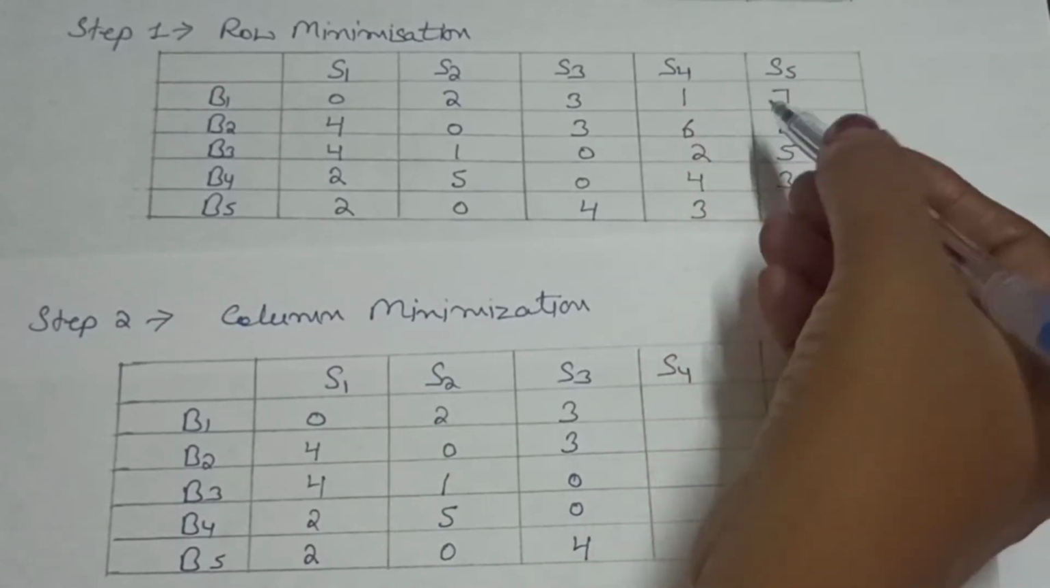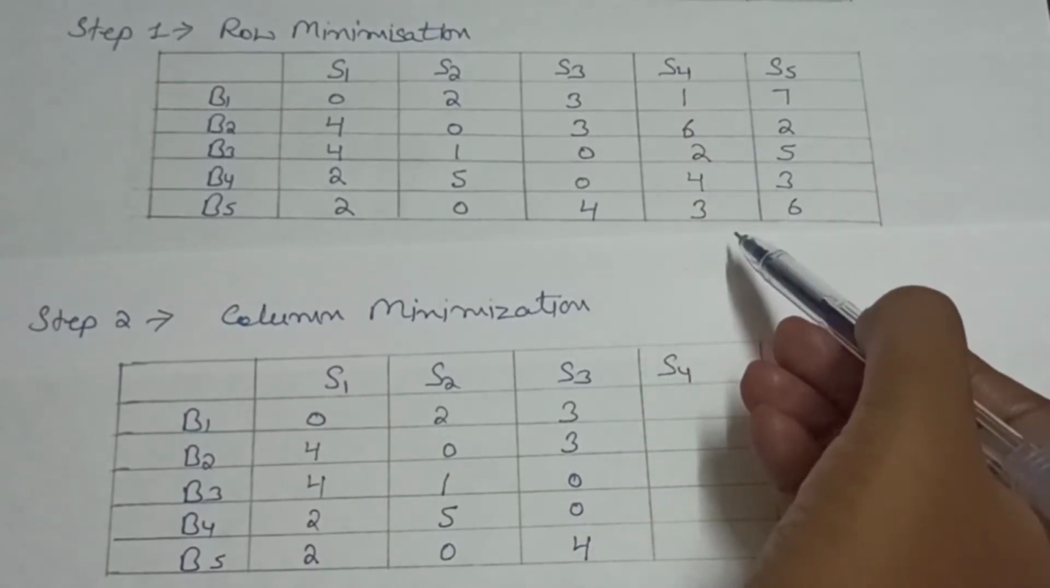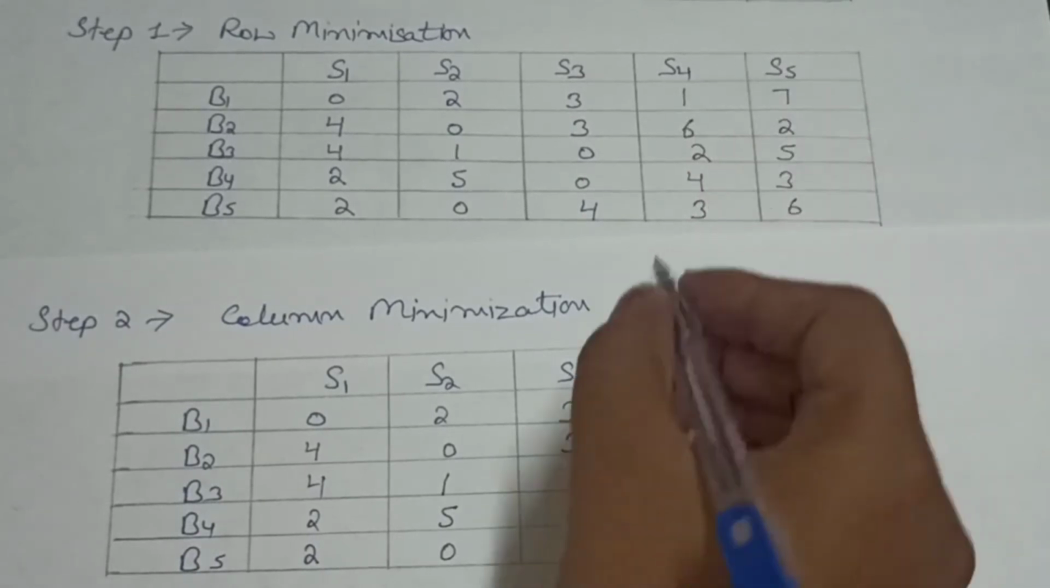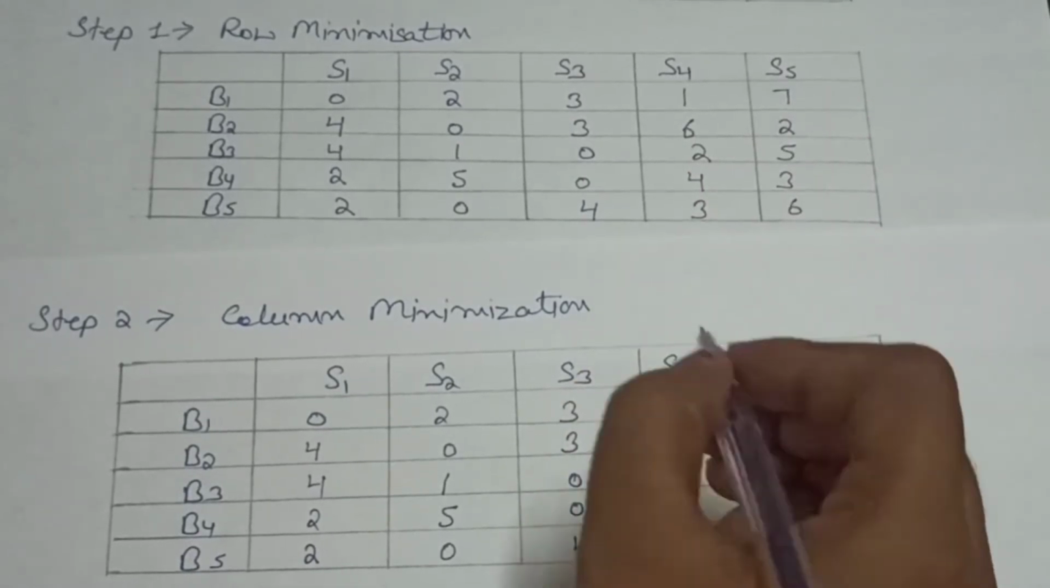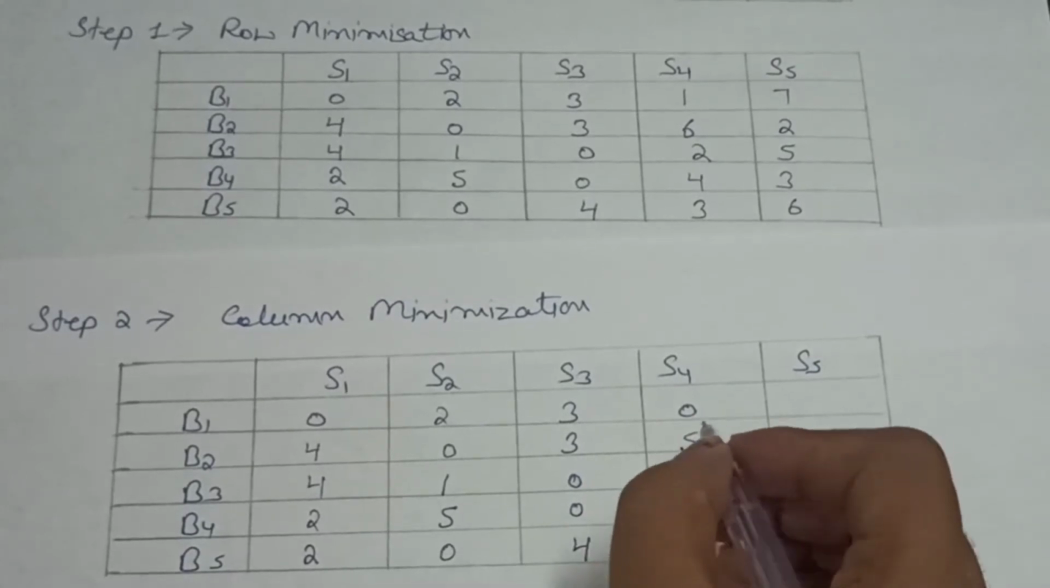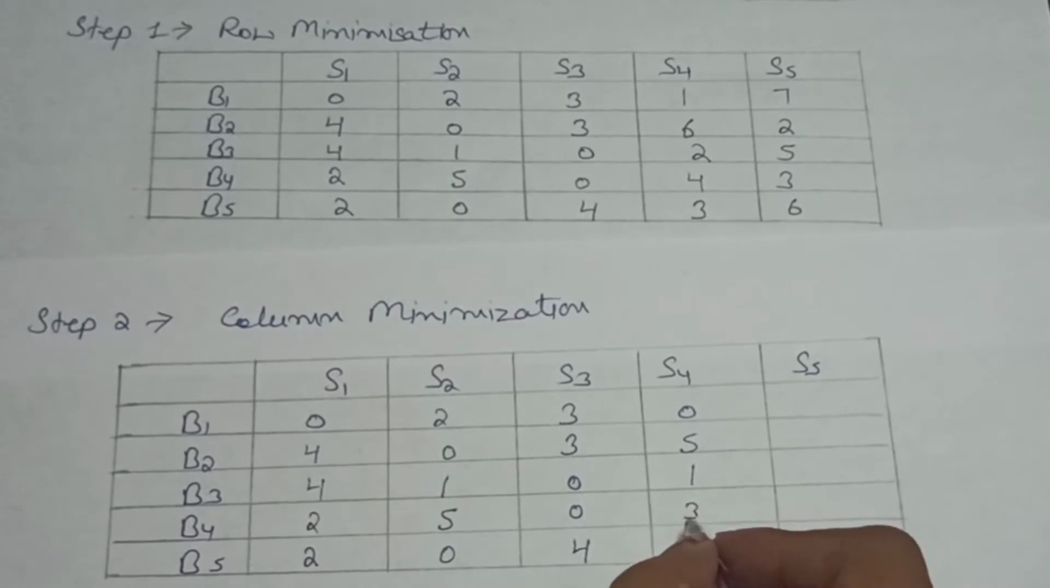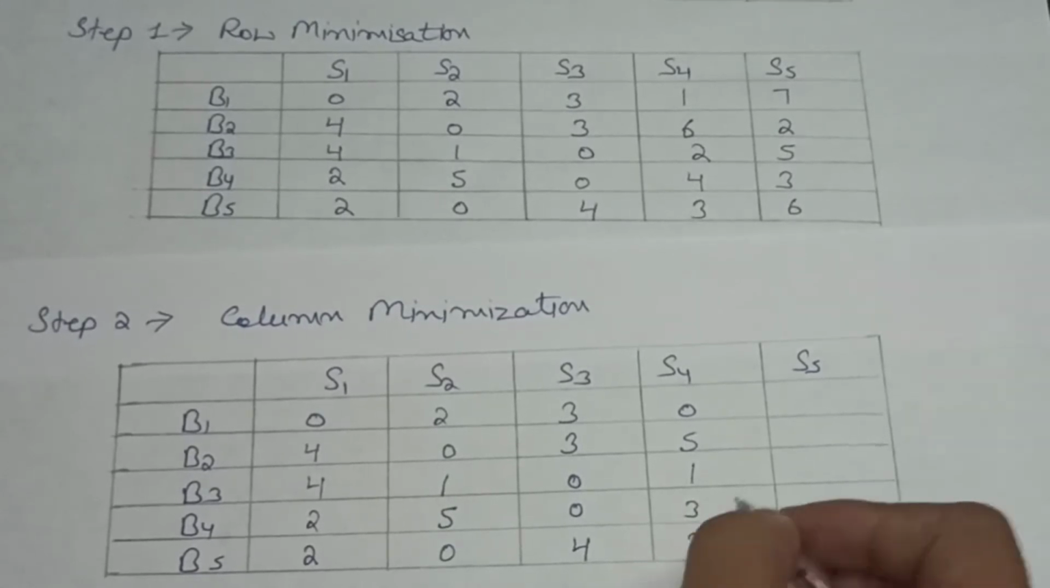In the fourth column, 1, 6, 2, 4, 3, you can see 1 is the minimum element. So here we will deduct this 1. 1 minus 1 is equal to 0. 6 minus 1 is equal to 5. 2 minus 1 is equal to 1. 4 minus 1 is equal to 3. 3 minus 1 is equal to 2.